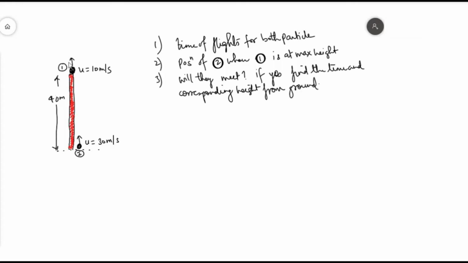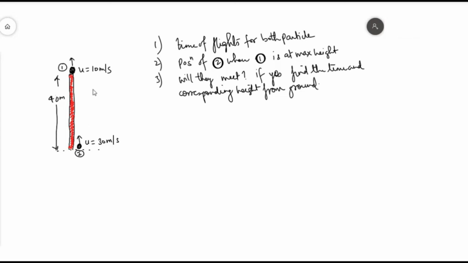So when this particle reaches its maximum height, it's going to stop, and at that instant I have to figure out the position of particle 2. And the third one is a little bit tricky and you have to be really careful regarding this calculation. Will they meet? If yes, find the time and the corresponding height from the ground. If they are going to meet, the height of both particles from the ground is going to be the same. So either you can calculate the height of this particle or this particle, if they are going to meet, it's going to be the same.